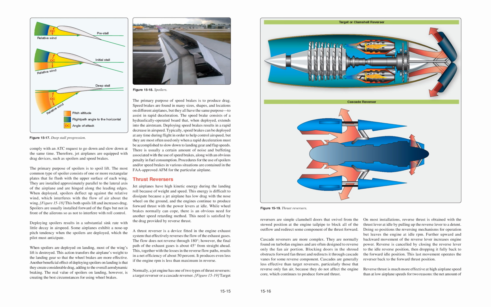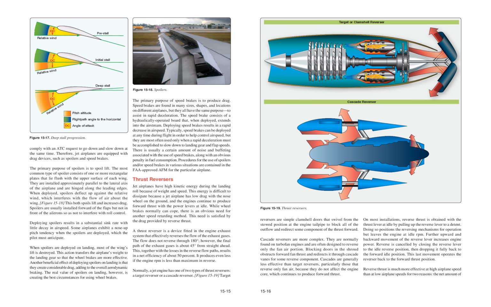On most installations, reverse thrust is obtained with the thrust lever at idle by pulling up the reverse lever to a detent. Doing so positions the reversing mechanisms for operation but leaves the engine at idle RPM. Further upward and backward movement of the reverse lever increases engine power. Reverse is cancelled by closing the reverse lever to the idle reverse position, then dropping it fully back to the forward idle position. This last movement operates the reverser back to the forward thrust position.